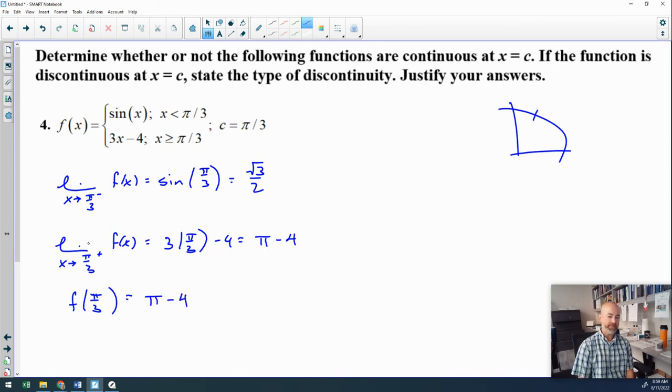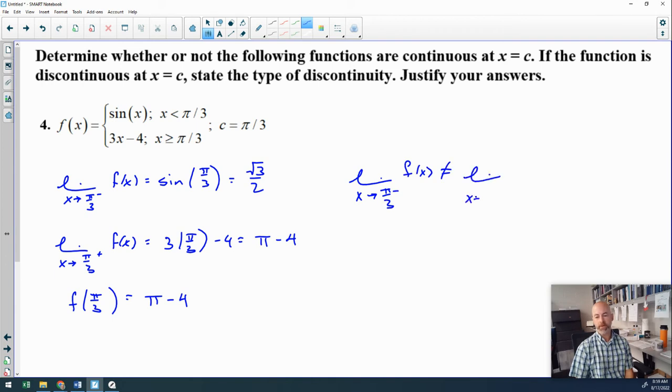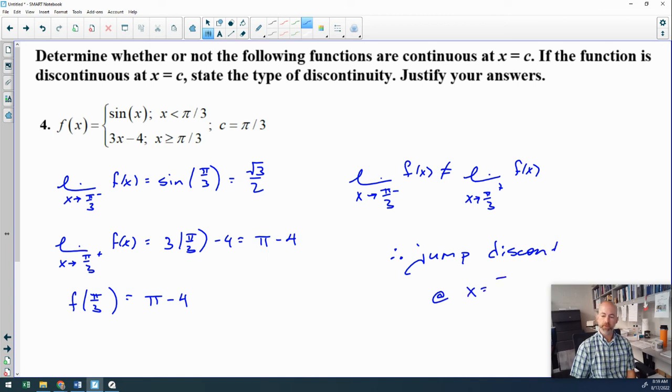Okay, but I can see that my left-hand and my right-hand limits are not equal. And so really at that point, I already knew discontinuity. So the limit as x approaches pi over 3 from the left of f of x is not equal to the limit as x approaches pi over 3 from the right. And if the left and right side limits exist, yet they are not equal, that creates a jump discontinuity. So we have a jump discontinuity at x equals pi over 3. Left and right sides are going to different places.